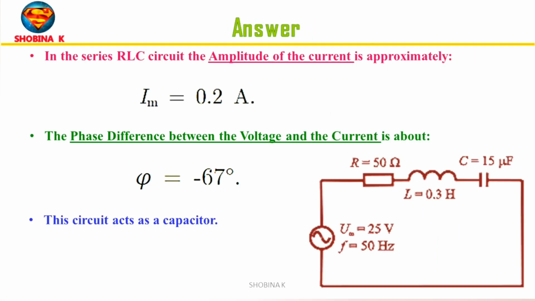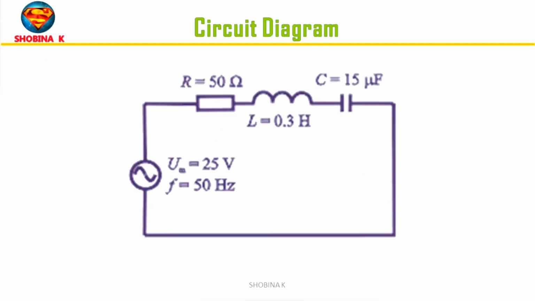So in the series RLC circuit, the amplitude of the current is approximately 0.2 ampere, and the phase difference between the voltage and the current is about minus 67 degrees. The phase difference between the applied voltage and current can be negative as well as positive. A positive phase difference means the voltage is leading the current by the phase angle. When the phase difference is negative, the current leads the voltage by the phase angle. Here the sign of the phase difference is negative, so the current leads the voltage by about 67 degrees. Since the current leads the voltage, the circuit acts as a capacitor. And next, the circuit diagram.